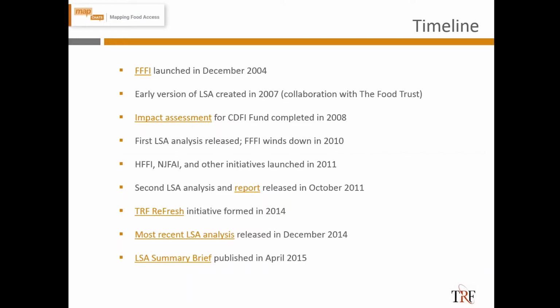The first LSA was released in 2010, right around the time the Fresh Food Financing Initiative was winding down, but also right around the time the Healthy Food Financing Initiative, as well as other state initiatives such as the New Jersey Food Access Initiative, the NJFAI, were being launched in 2011. We then released our second LSA analysis and the Searching for Markets report through Lowe's in 2011, and that included a variety of technical assistance programs for CDFIs on how to use the LSA.